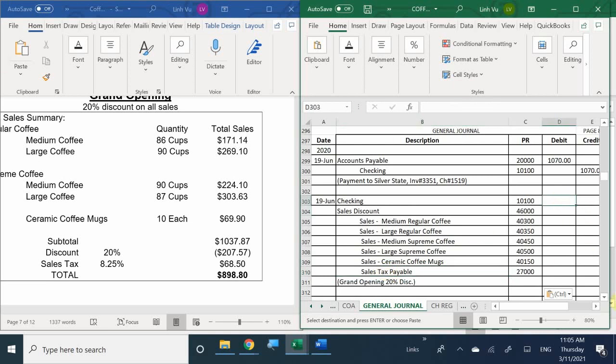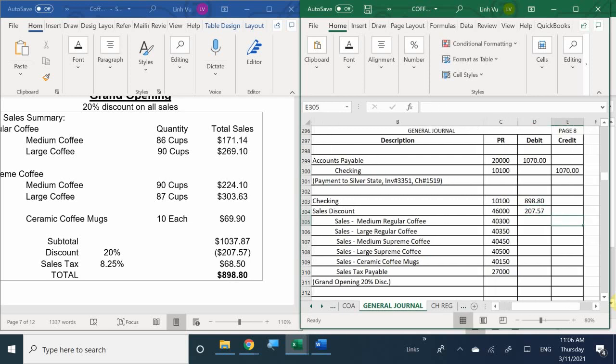So how much cash am I supposed to be receiving? $898.80. How much discount did I take? And then how much medium regular coffee did I sell? 86 cups, but for $171.14. What about my large regular coffee? 269.10. And then my medium supreme coffee, 224.10. My large supreme coffee, 303.62.